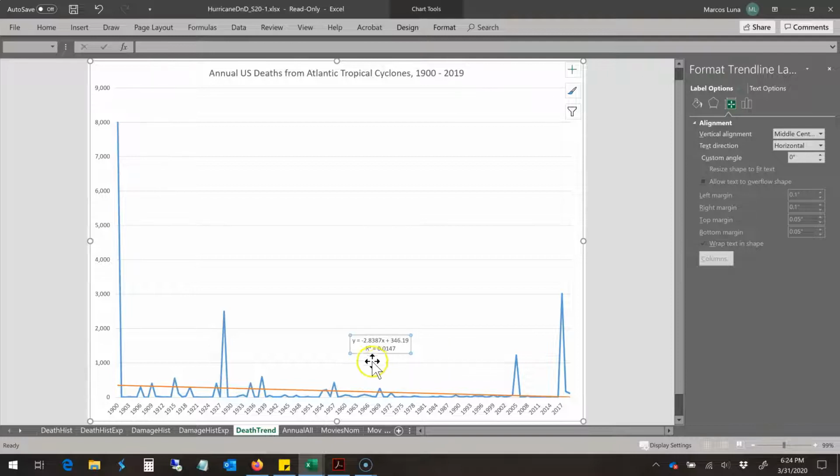Looking at the R-square value, though, notice that it's a really low number. This line only explains a little over 1% of the variability of the data. So it's a really poor representation overall of the data.